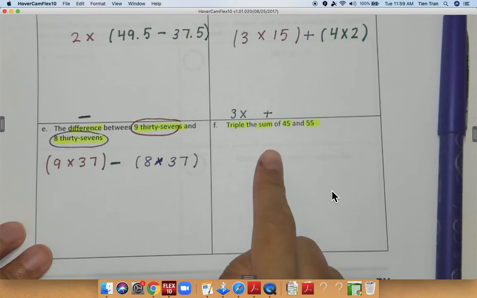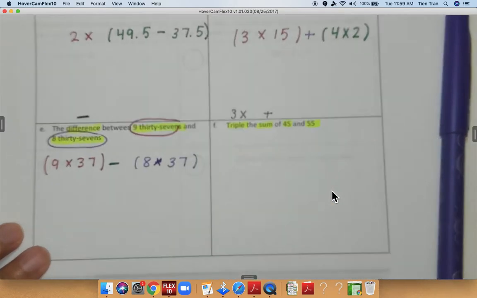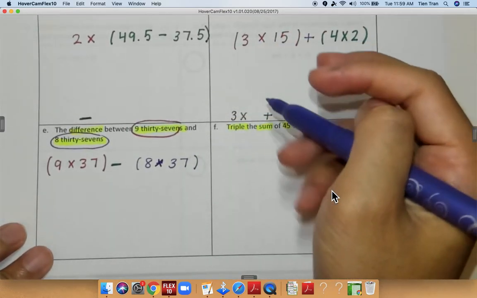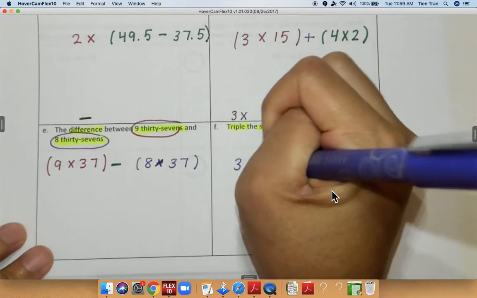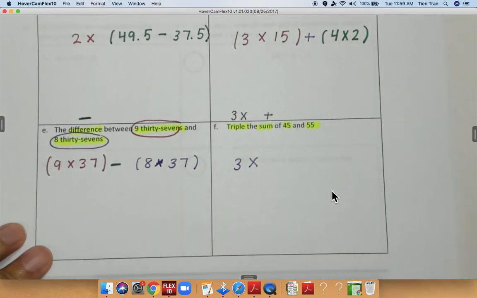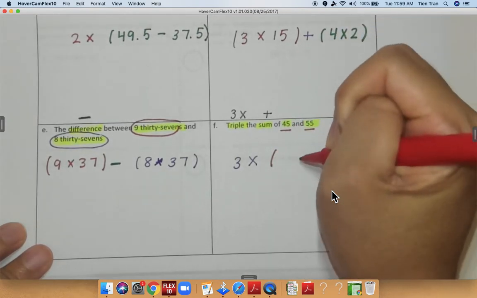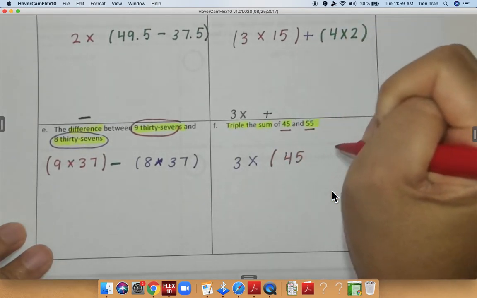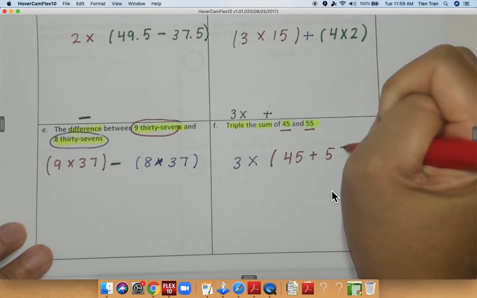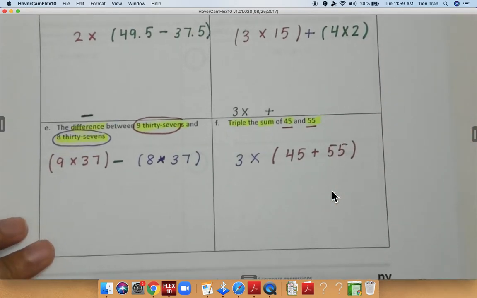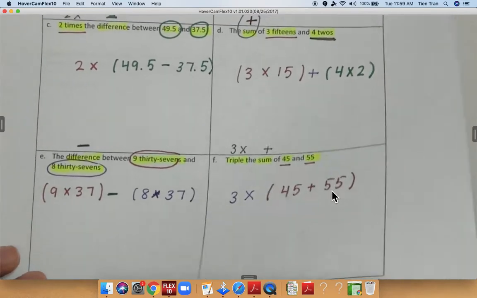On this side, we have triple the sum. Remember, when you are tripling something, that means you are multiplying times 3. So 3 times. They want you to multiply the sum of 45 and 55. So 45 and 55. Okay. And that is all. You're going to turn the page.